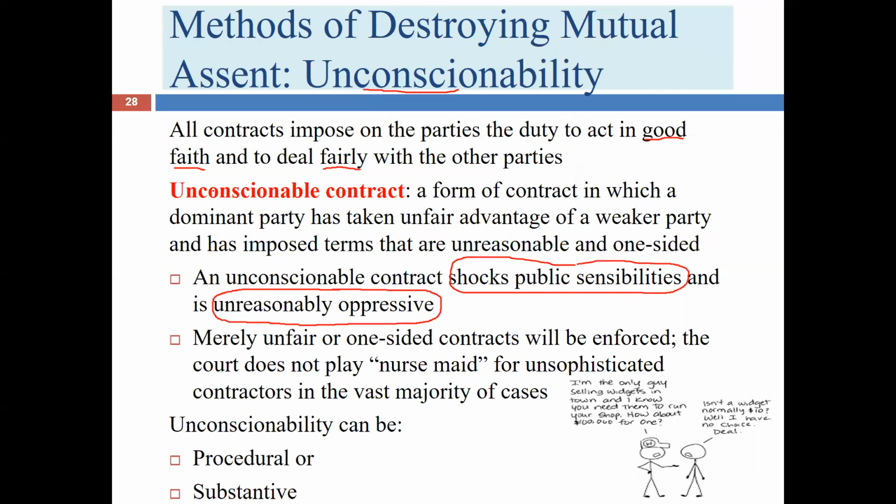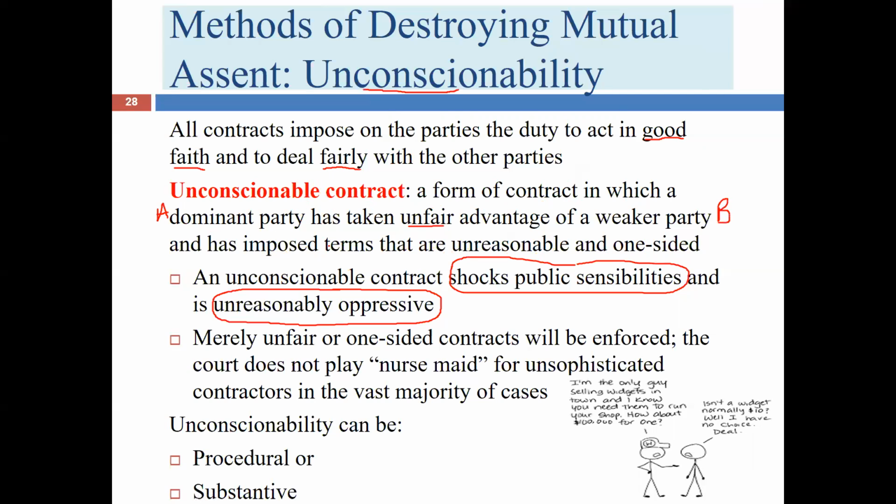So let's look at the definition again. Of course, the definition is in red, so we want to pay attention to this one for quizzes and tests. An unconscionable contract is a form of contract in which a dominant party, we're going to call this party A, just like we did before, has taken unfair advantage of a weaker party, B, and has imposed terms that are unreasonable and one-sided. Okay, this is a definition. I don't love this definition, but you know, it's the one we have, so let's work with that.